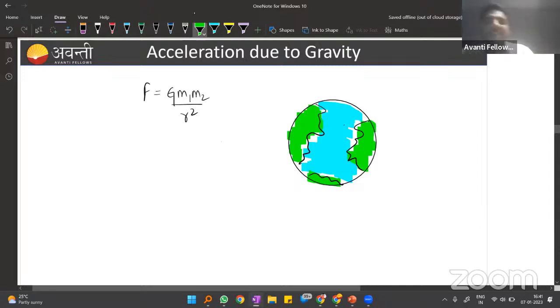Now, for example, some guy is standing on the surface of the earth. You can also stand on the surface of the earth, but not as big as this guy. This is a humongous guy standing on the surface of the earth. So the first mass is that guy, let's say m1, and the second mass is our earth. And the distance between these two is r. Is that clear? First mass is m1, the guy. Second mass is m2, the earth, and r is the distance between these two.